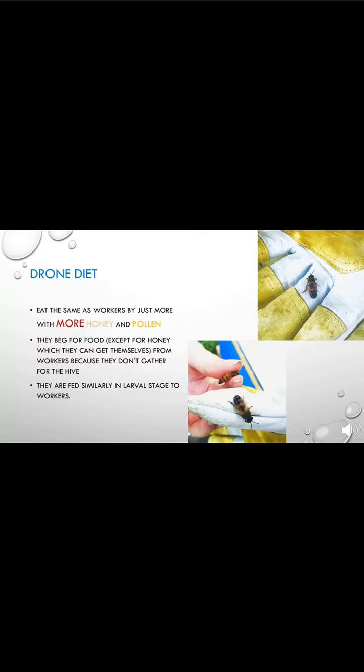Drone diet. Drones eat the same as the workers, but just in larger doses of honey and pollen. Drones will also beg for food from the workers, but normally they will get honey for themselves. During the larval stage, drones are fed similar to the worker larvae.